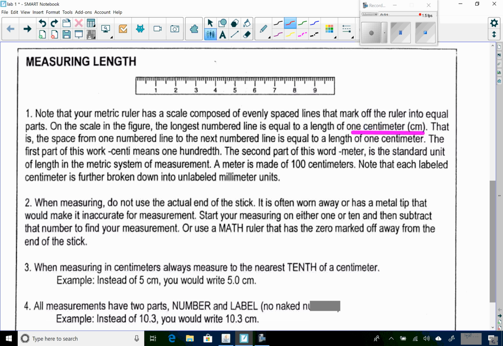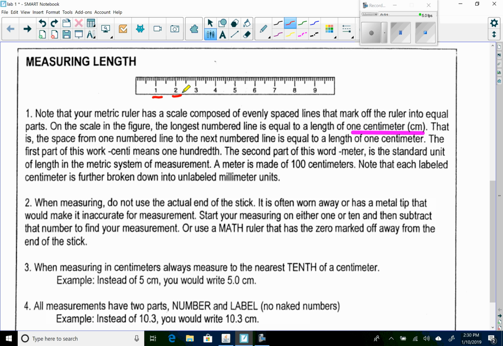Measuring length. 1. Note that your metric ruler has a scale composed of evenly spaced lines that mark off the ruler into equal parts. On the scale in the figure, the longest numbered line is equal to a length of 1 centimeter. That is, the space from one numbered line to the next numbered line is equal to the length of 1 centimeter. The first part of this word, centi, means 1/100th. The second part of this word, meter, is the standard unit of length in the metric system of measurement. A meter is made of 100 centimeters. Note that each labeled centimeter is further broken down into unlabeled millimeter units.